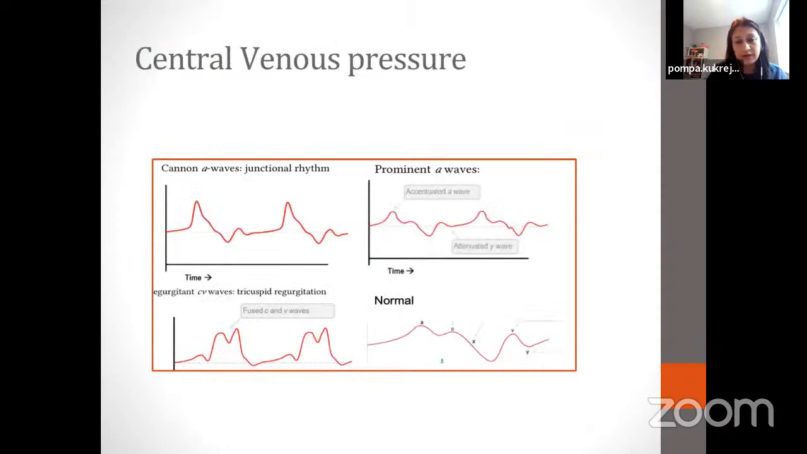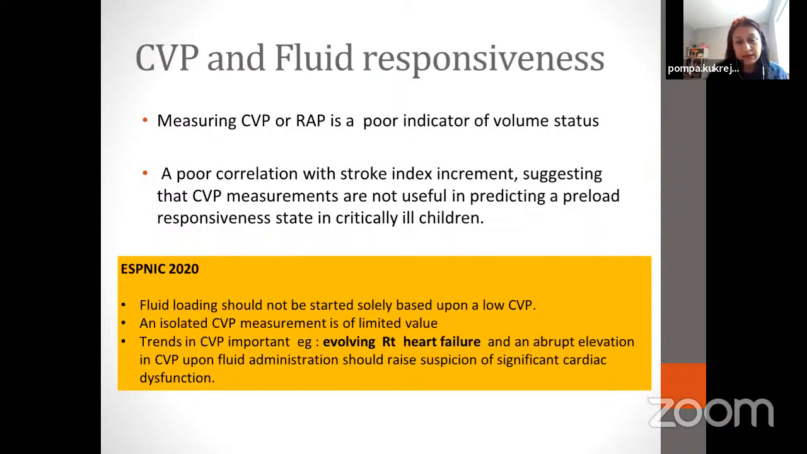It is useful in our setup; we do have CVP monitoring in all our postoperative cardiac patients. It can help when you're having rhythm issues, or even tamponade, when you can see a sudden jump in your central venous pressure, or even in children with restrictive physiology where they need high filling pressures. The main thing to remember is it's a poor indicator of volume status.